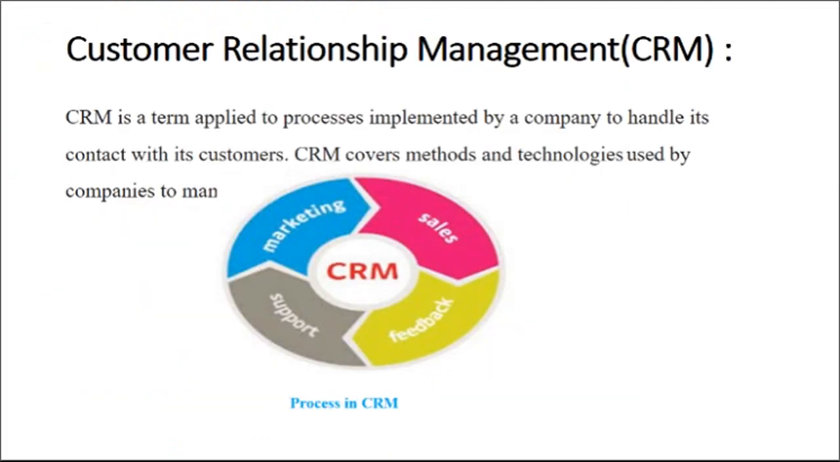Now we can see customer relationship management, that is nothing but the CRM. CRM stands for customer relationship management. So how should there be a customer relationship, and how should that customer relationship be managed? For that purpose, you can see the diagram. This is the process of CRM. The CRM basically starts with, for example, sales, then feedback, support and marketing. So all these phases are involved in customer relationship management.